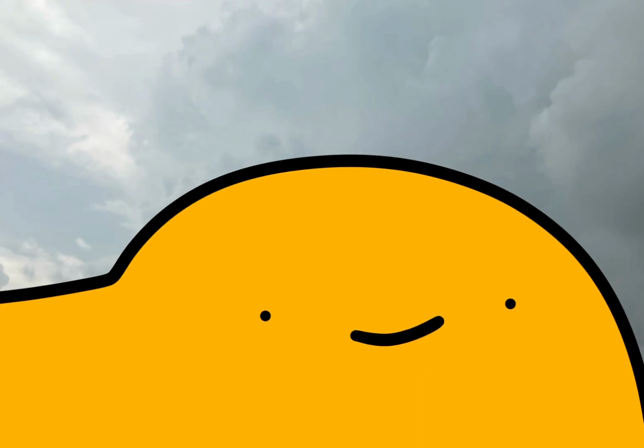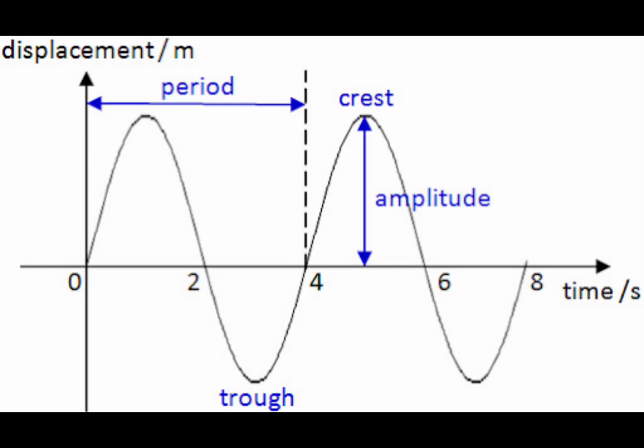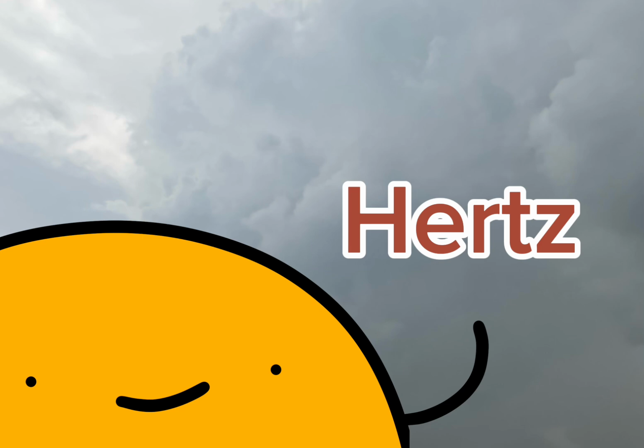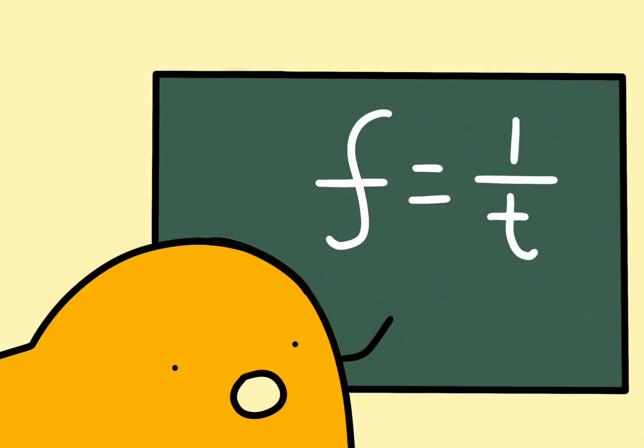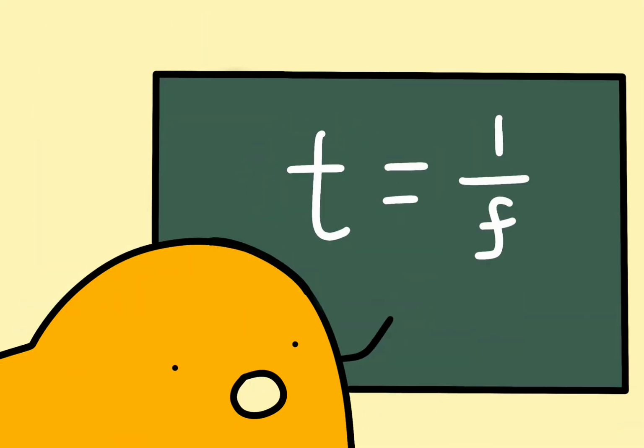Another important graph to know is the displacement-time graph. Instead of the wavelength, one whole oscillation is known as a time period. Using this, we can calculate the frequency of the wave, which is measured in hertz, and it's the number of oscillations per second. An equation to know is that f equals 1 over T, which is frequency equals 1 over time period. Manipulating this equation, we can also calculate the time period.